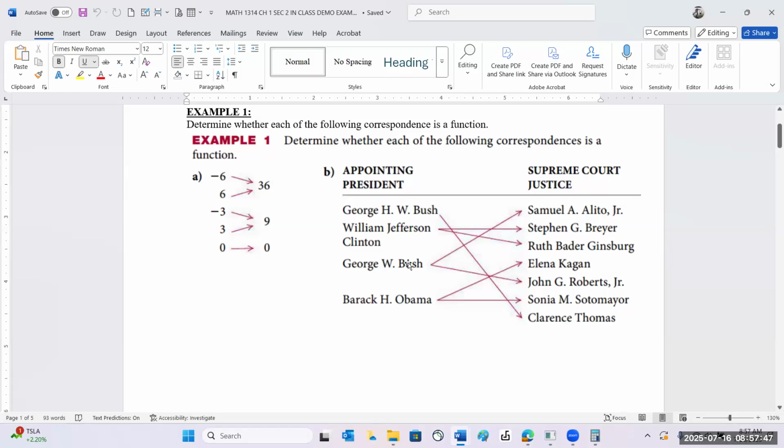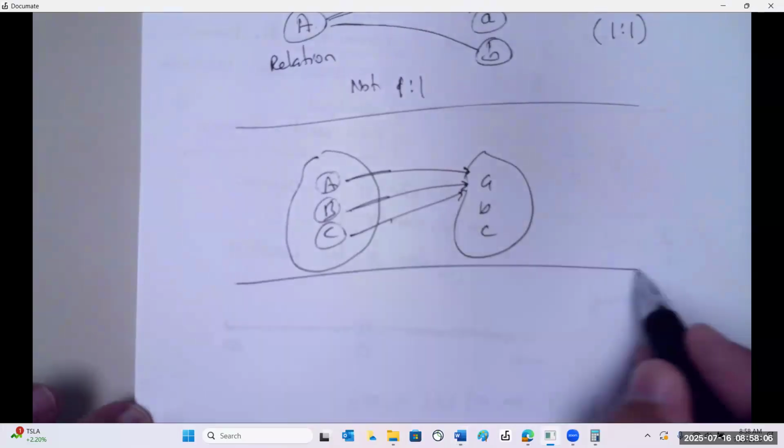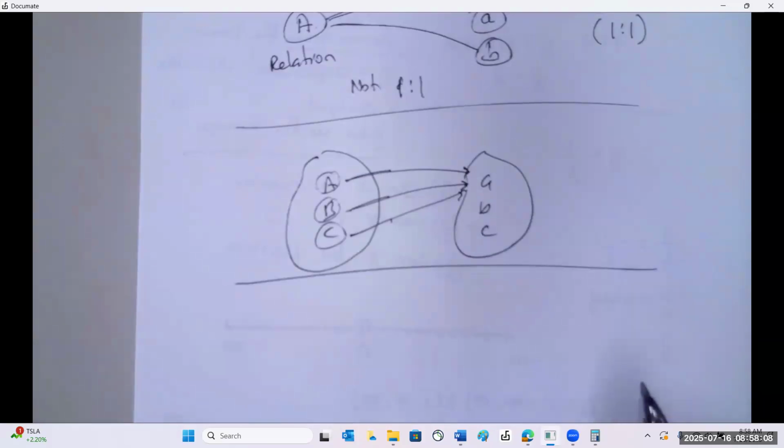So again, once you see one of your X values with more than one arrow coming out of it, it's no longer a correspondence. You have all this stuff in your notes. You don't have to write this stuff down. Let's look at the next one then.